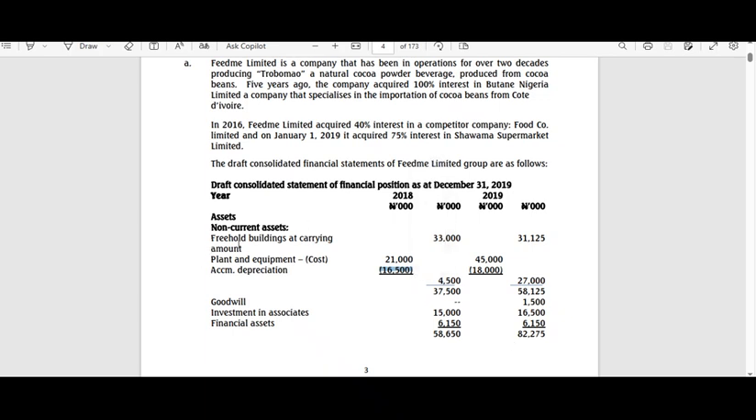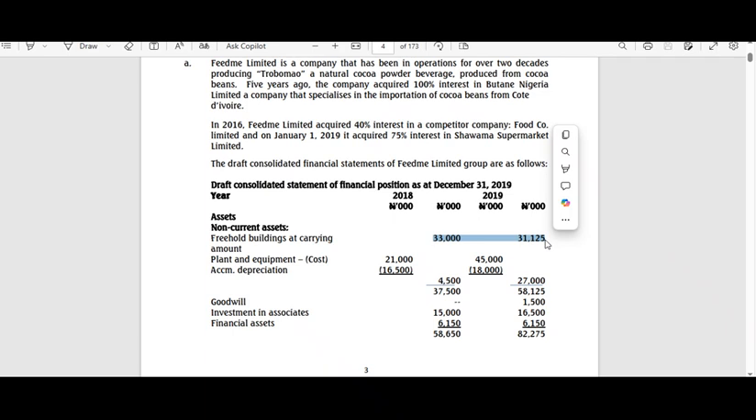Then we have our freehold buildings as well. This one is giving us a carrying amount. What is a carrying amount? That's the net book value. Net book value, the cost minus the accumulated depreciation.